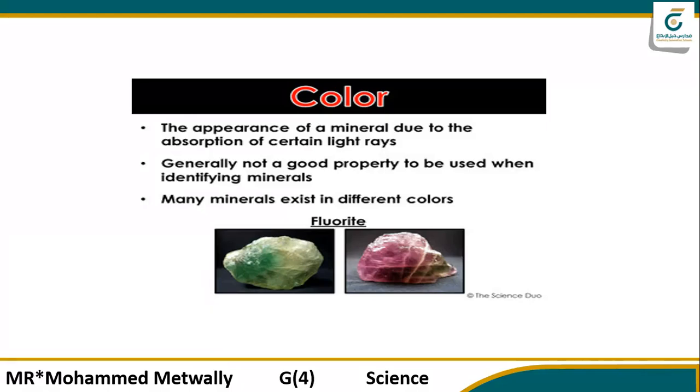So scientists in fact use properties to identify minerals, to know more about minerals, so they use more than one property to identify them. So here the first property is color. You have to know color is not a good property to be used when identifying minerals, and it's very important for you to know that many minerals exist in different colors, so color is not a good property.